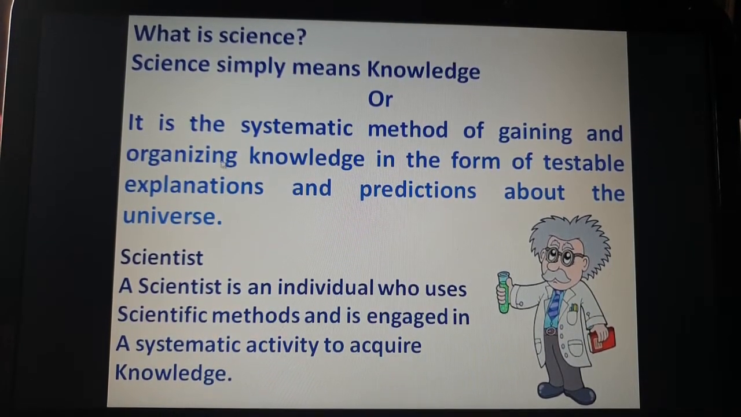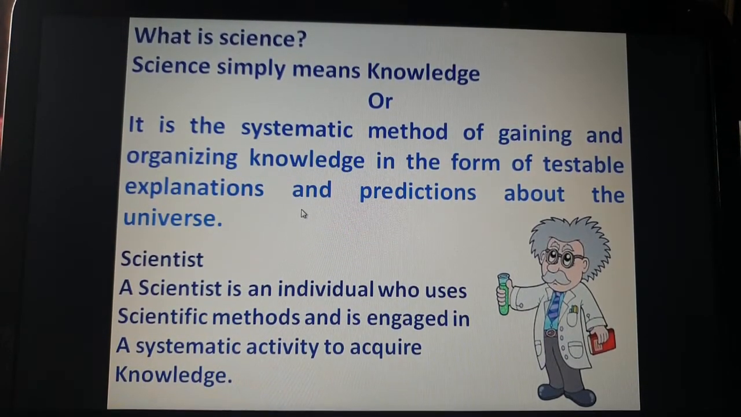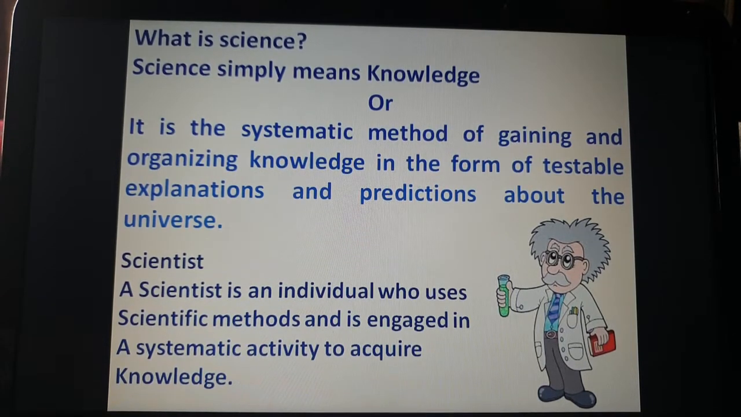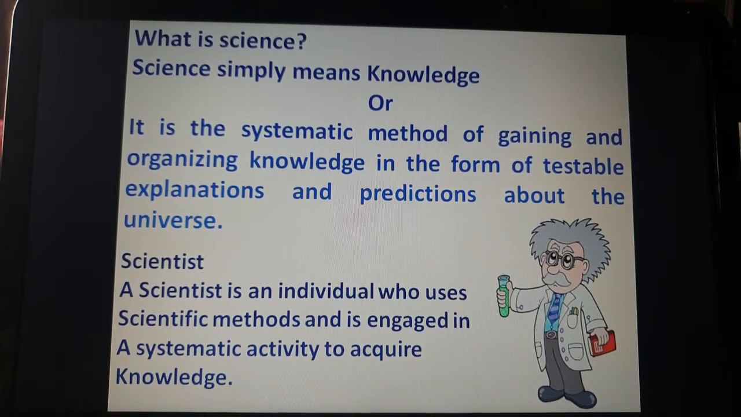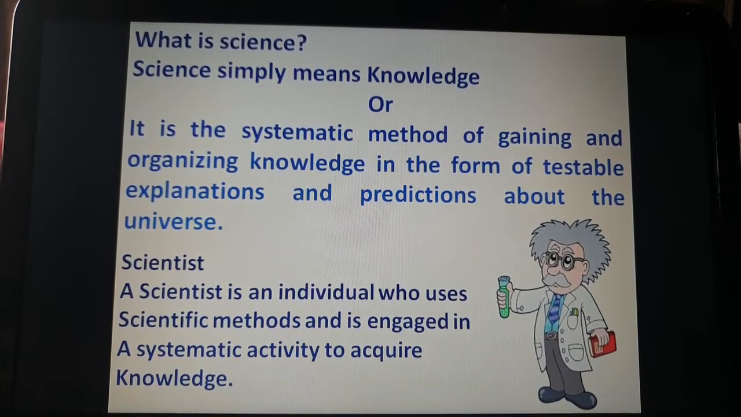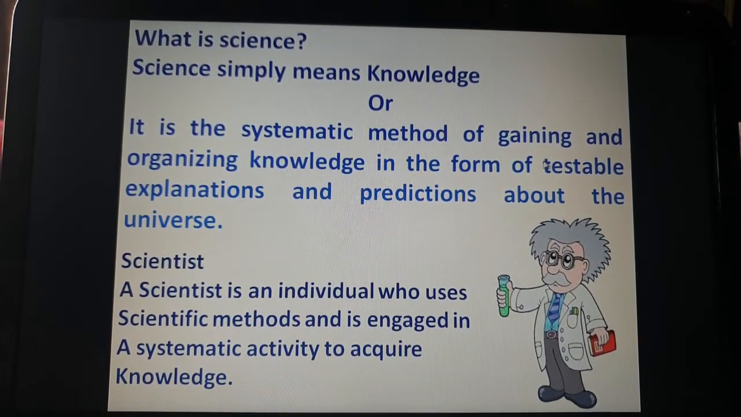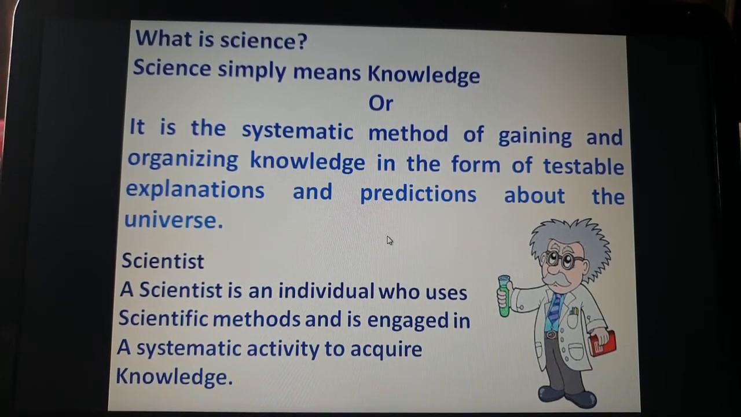Here, this definition tells that when we are gaining knowledge, it should be in the form of testable explanations and predictions. It means you have to explain everything in a testable, orderly way, and it may be predictions also, like we can assume and tell about everything which is happening in the universe. That is why the definition says it is a systematic method of gaining and organizing knowledge in the form of testable explanations and predictions.